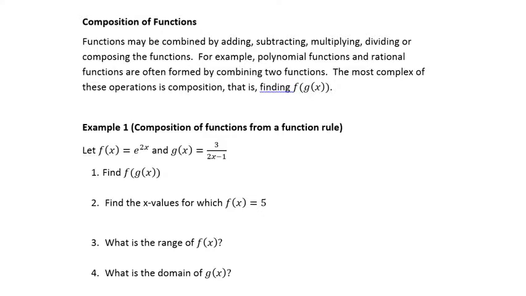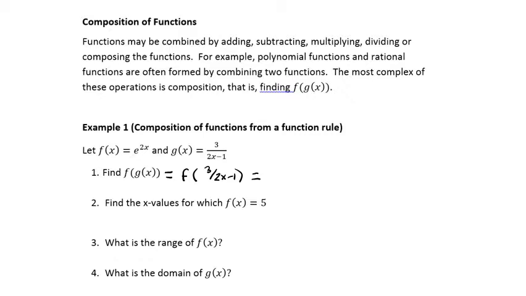Composition is probably the newer of those operations that you can do with functions, so we'll review composition a bit for today. Also a little bit of algebra in today. So here we have an example of two functions, one exponential and one rational function. We're being asked to find f of g of x. So when I start to work on this problem, I think f of g of x is f of 3 divided by 2x minus 1.